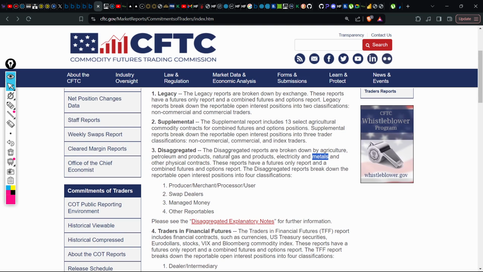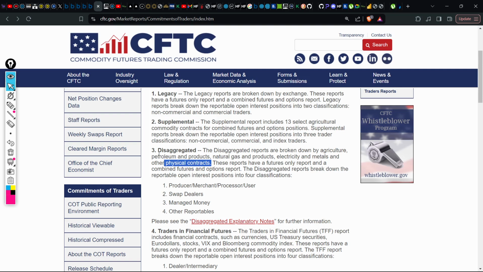As you can see here, just from the definition, the disaggregated reports are broken down by agriculture, petroleum, natural gas. These reports have a futures only report and a combined futures and options report, because these are physical contracts. These are contracts linked to an actual physical underlying asset. Like agriculture, if we talk about soybeans, they are real, they are tradable, and exports and imports of soybeans are there.